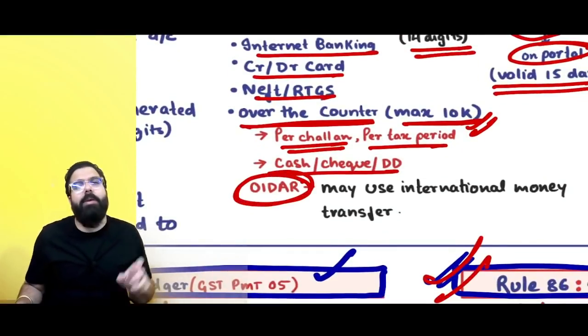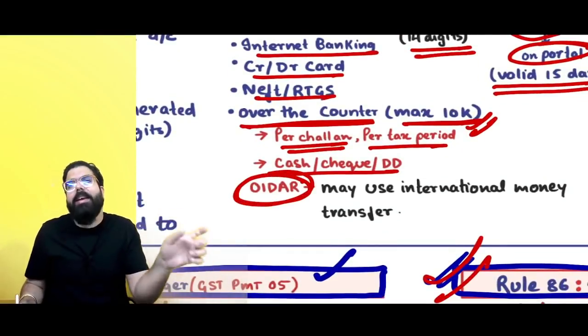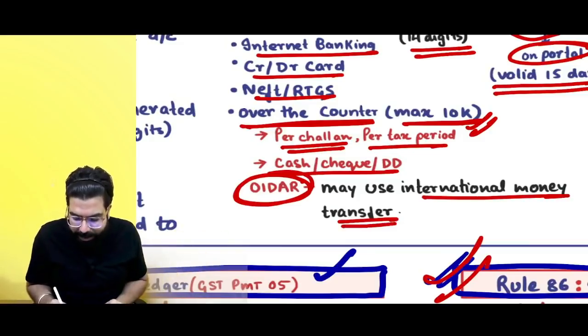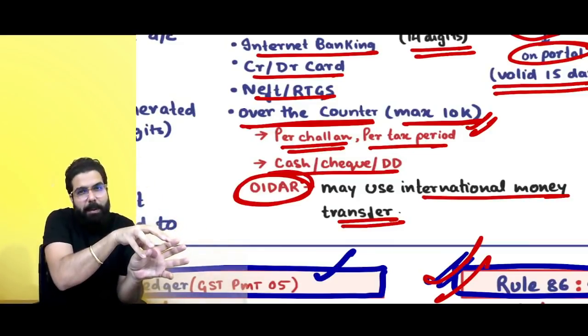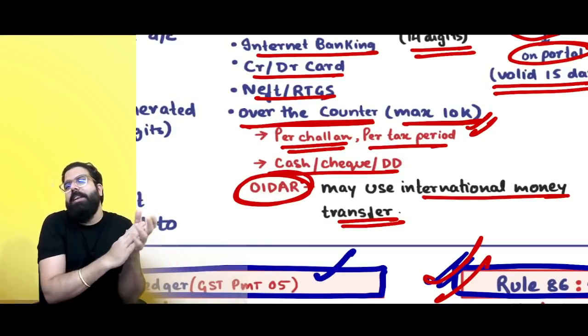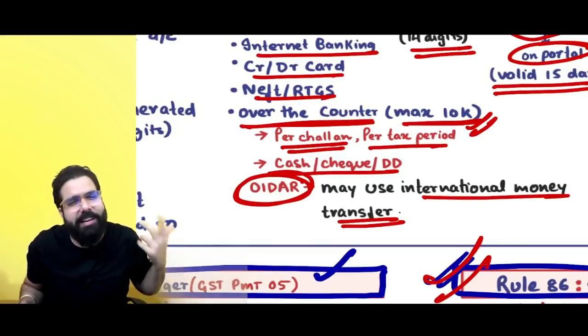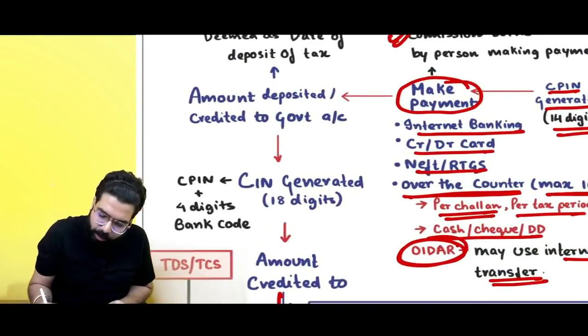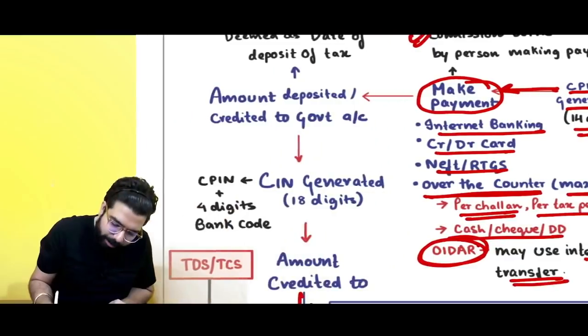OIDAR also, when he wants to deposit money in his e-cash ledger, can use international money transfer. Through international money transfer, an OIDAR supplier from outside India can deposit money in his e-cash ledger, and then use his e-cash ledger to pay his liability. Done, sir. Once you generate a challan, CPIN gets generated, you make the payment.